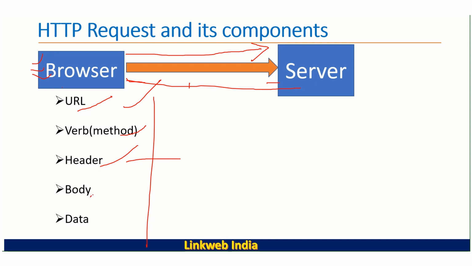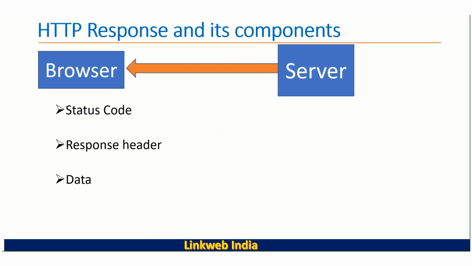And the fourth one is the body. Each request must have a body, right? And the fifth one is data. If we send a request to the server, there is some data in this request, right? So these are the main components in the HTTP request pipeline, right? Each request must have these parameters: URL, verb, headers, body, and data. Right, so let's move on to the response section.